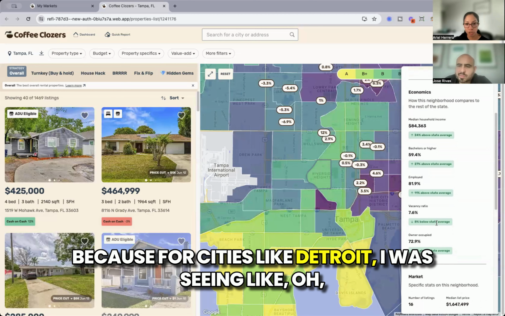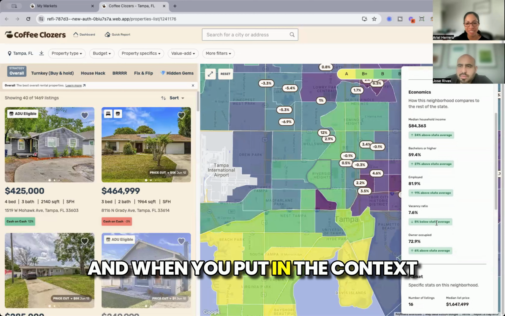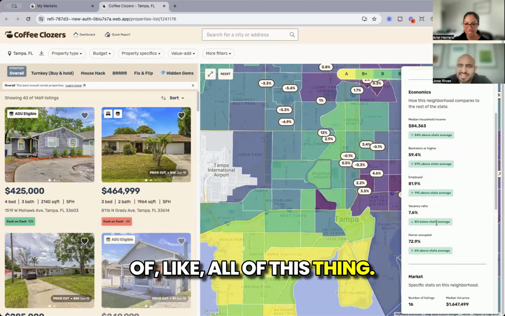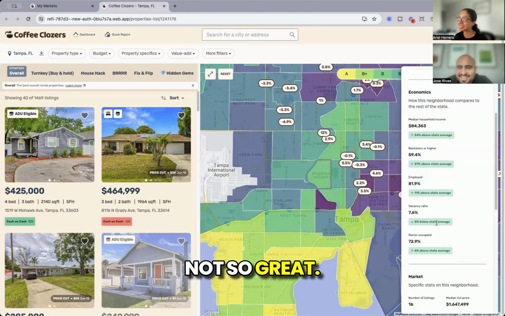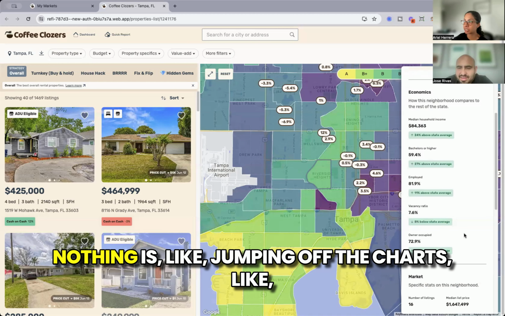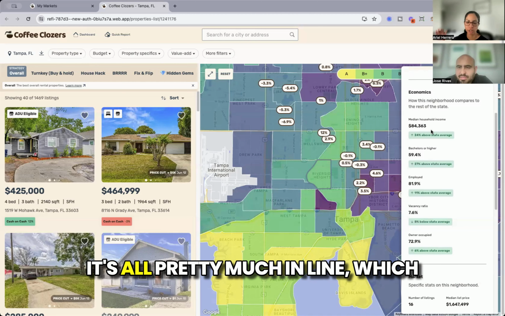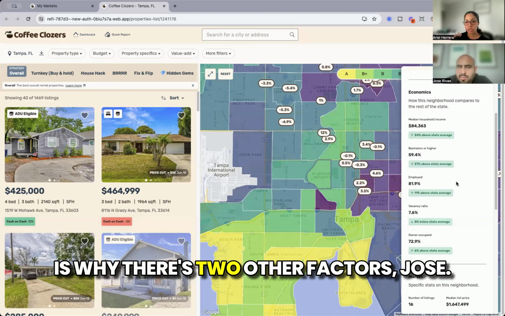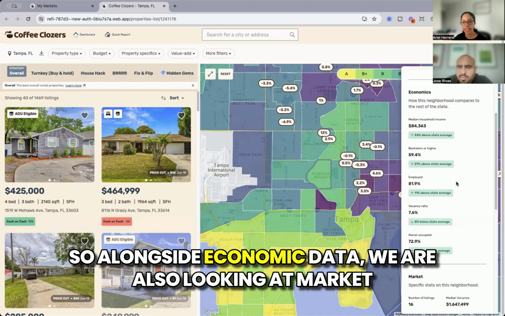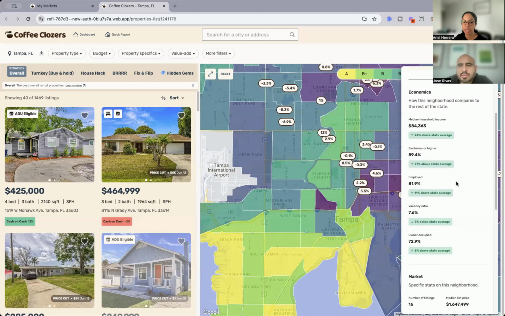Because for cities like Detroit, I was seeing, oh wow, this area is doing really well. And when you put it in the context of all of Michigan, not so great. So even though this is beating state averages, nothing is jumping off the charts, like, oh, people are making so much money. It's all pretty much in line, which is why there are two other factors. So alongside economic data, we are also looking at market data and amenities to get the real-time view.